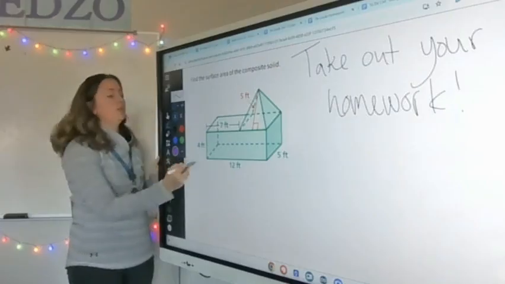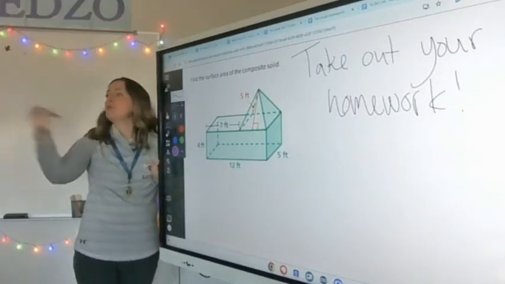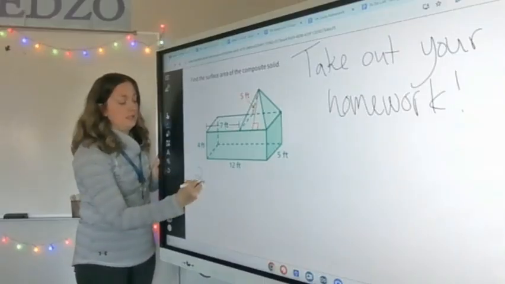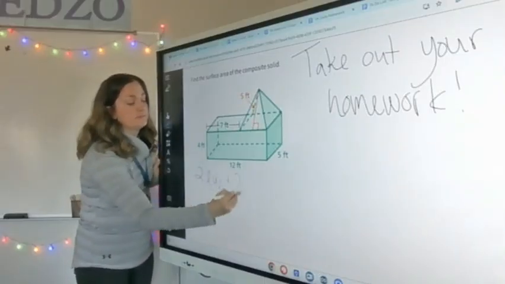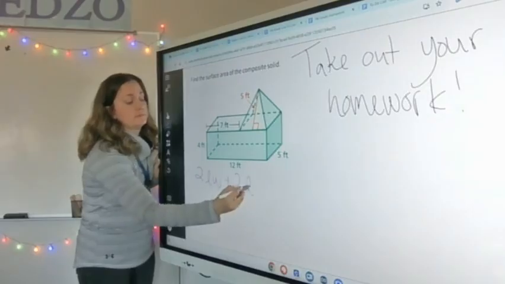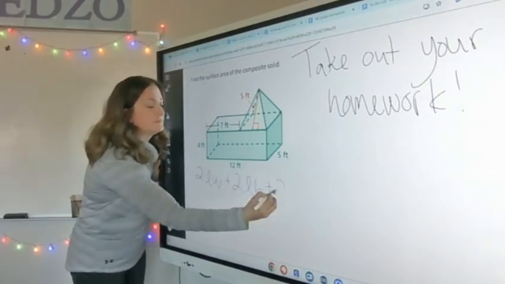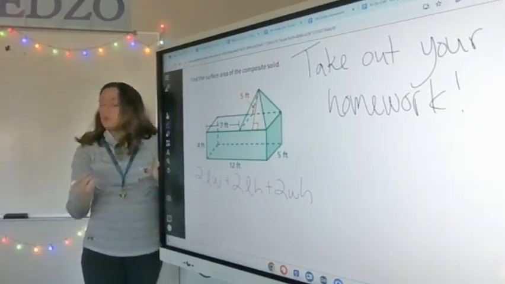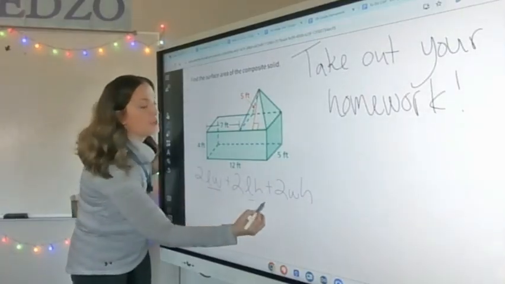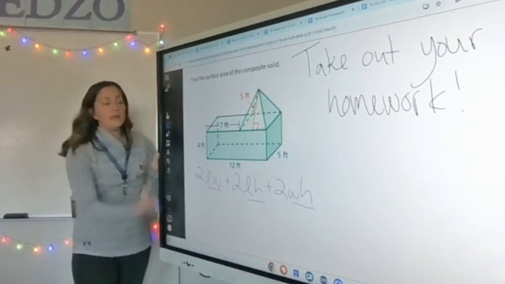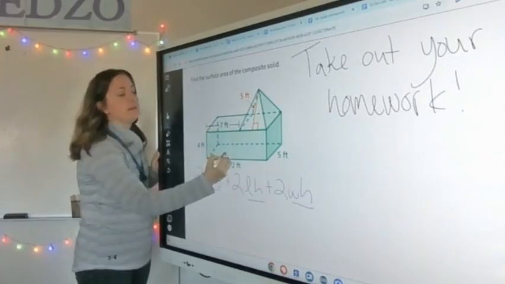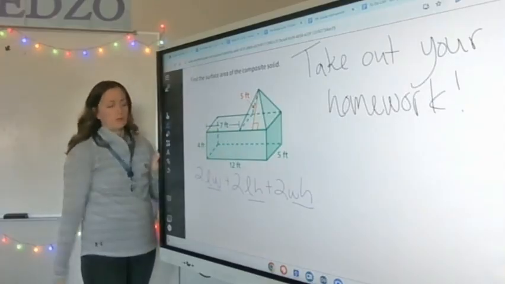For the rectangle, base times height. No, the whole formula for surface area. Two times length times width plus 2 times length times height plus 2 times width times height. Does it matter if you get these in order? No, as long as you're multiplying length and width, length and height, width and height. Even though our two bases, the bottom and the top, are different, we're still going to start with all of this.